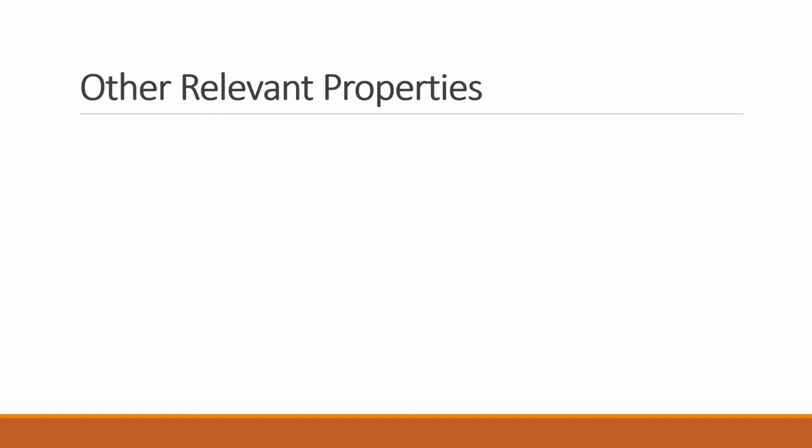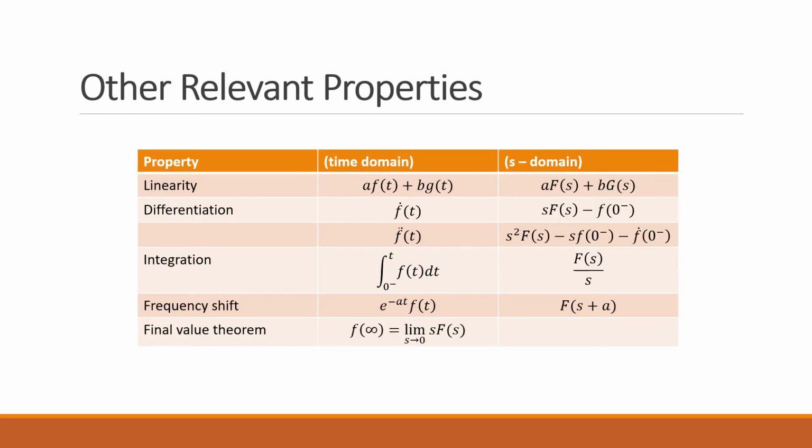Here are some other interesting properties of Laplace. Laplace is a linear transform, so the Laplace of a linear combination of two functions is the linear combination of the Laplace of the individual functions. We've already seen the derivative property. Differentiation in the time domain is equivalent to multiplication by s in the s domain. But we can also apply it twice to get the Laplace of the second derivative of a function. Check this one out closely. You can pause the video if you want to.